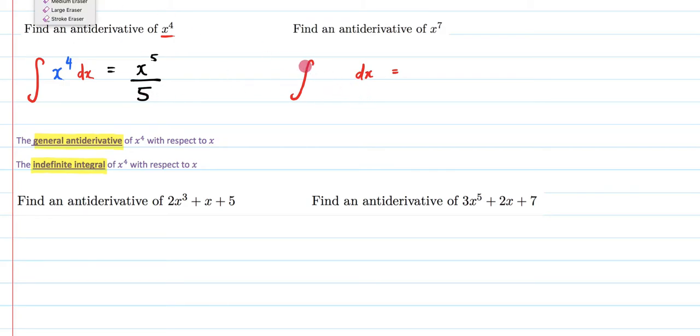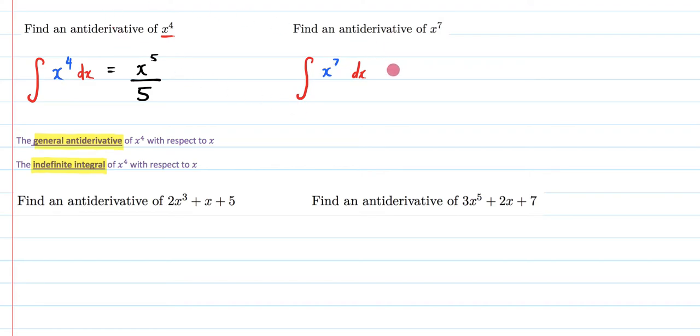And let me actually just write out what my notation is going to be again. So remember, the way that you're going to write out your notation is one of these fancy little things here. It looks like a stretched out S. And then you're going to have a dx. And then right in the middle is what you're going to be anti-differentiating. So in this case, it's going to be x to the power of 7.